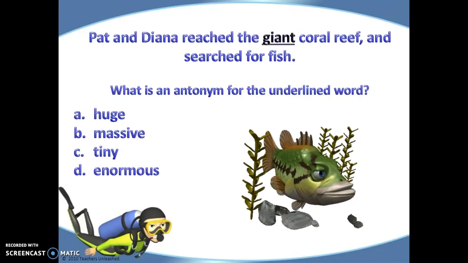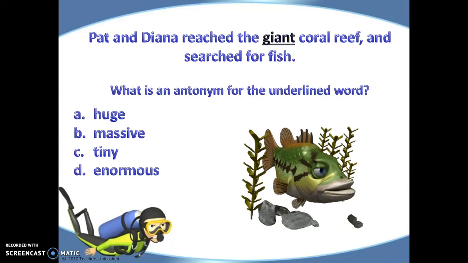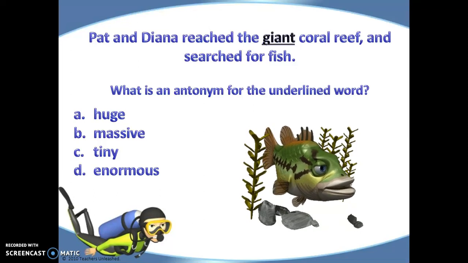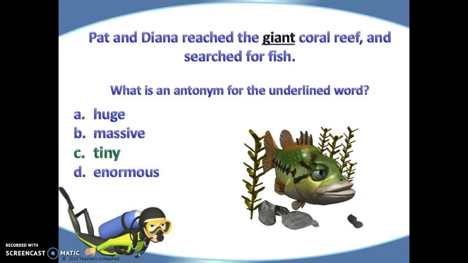Pat and Diana reached the giant coral reef and searched for fish. And what is an antonym for the underlined word? A, huge, B, massive, C, tiny, or D, enormous. And I had them write the letter for what they think the answer was. And then I had them show it to me, and then I revealed it, which was C, tiny.